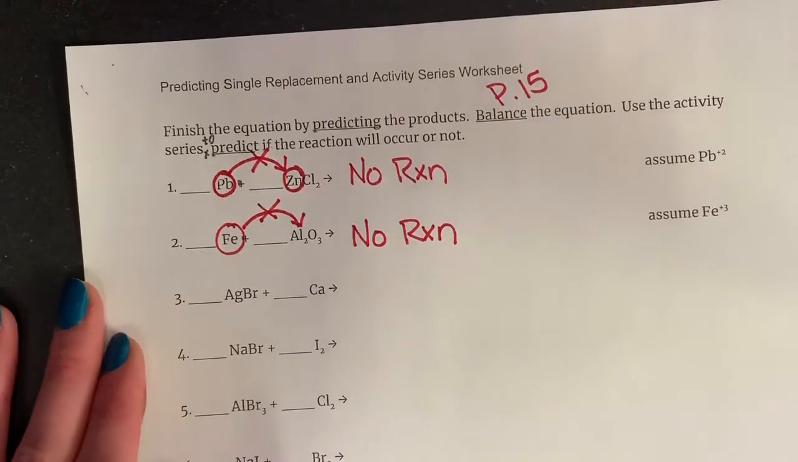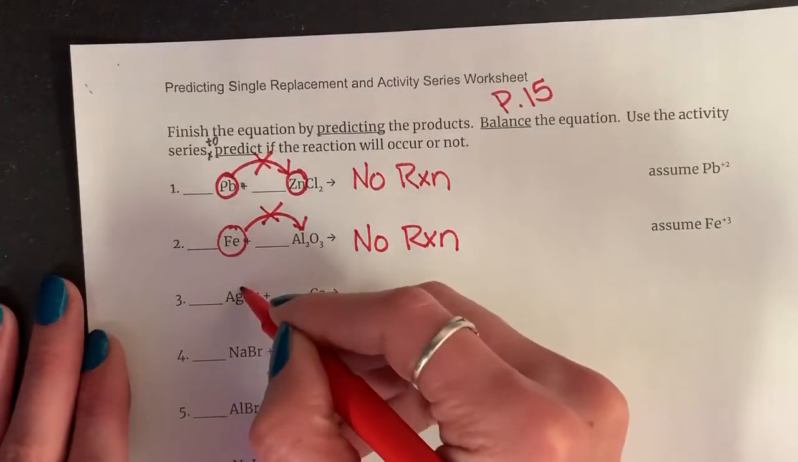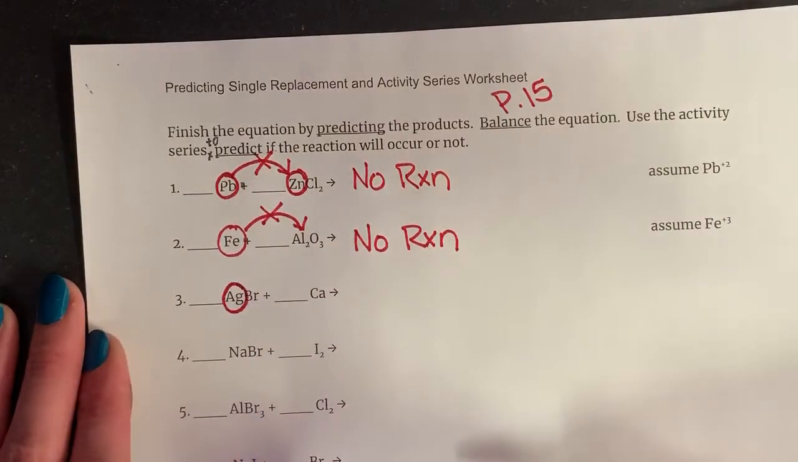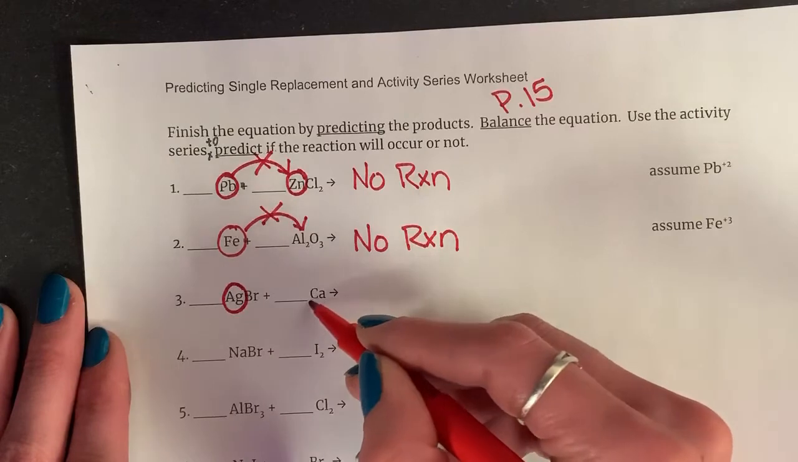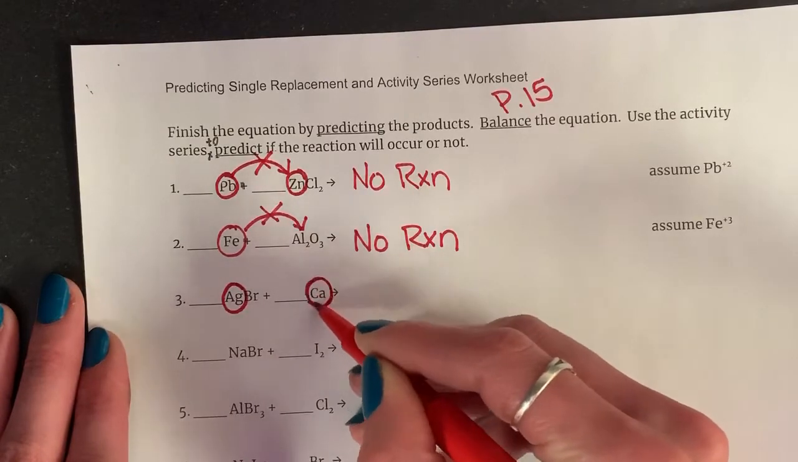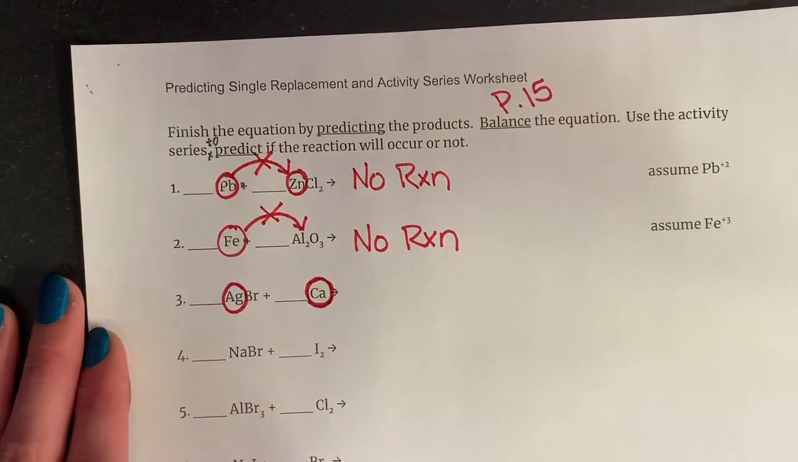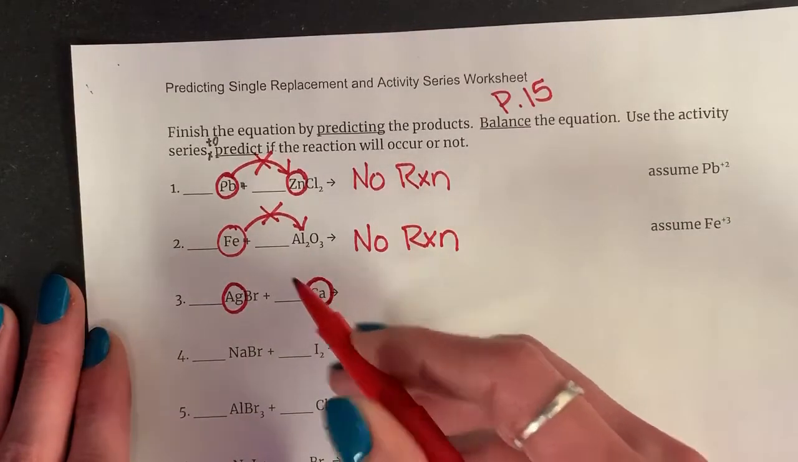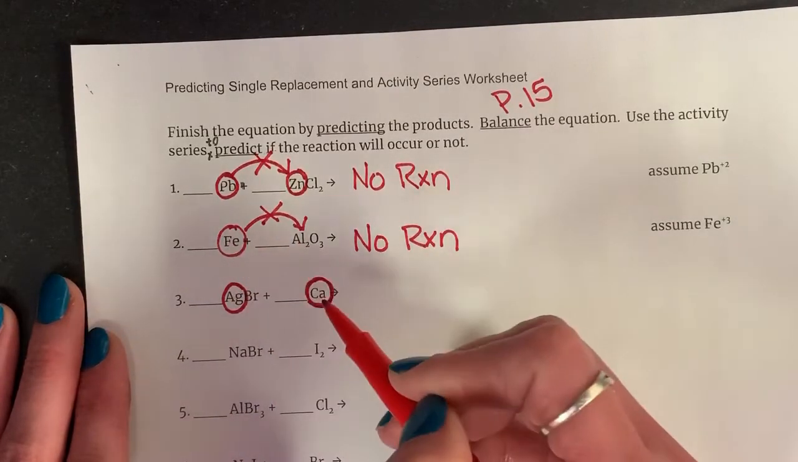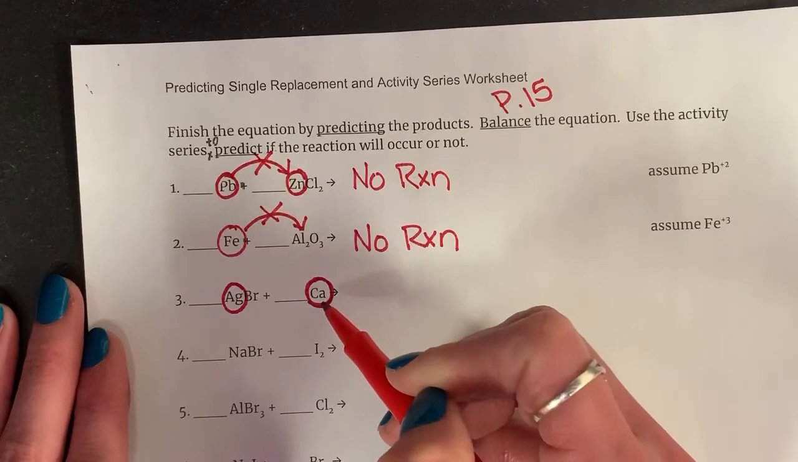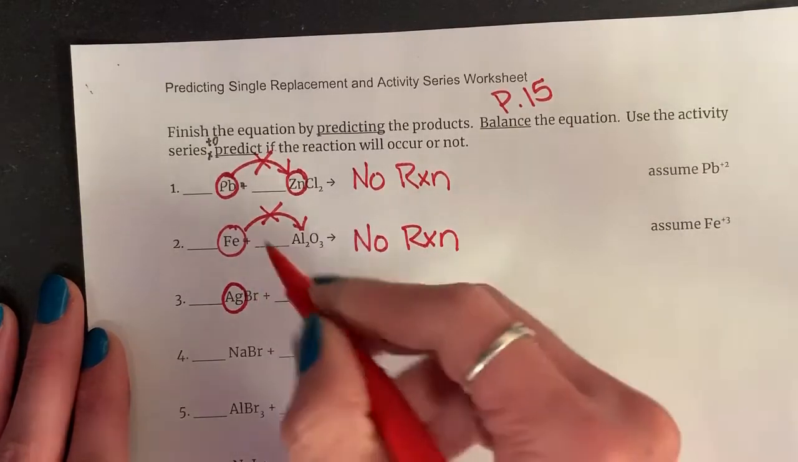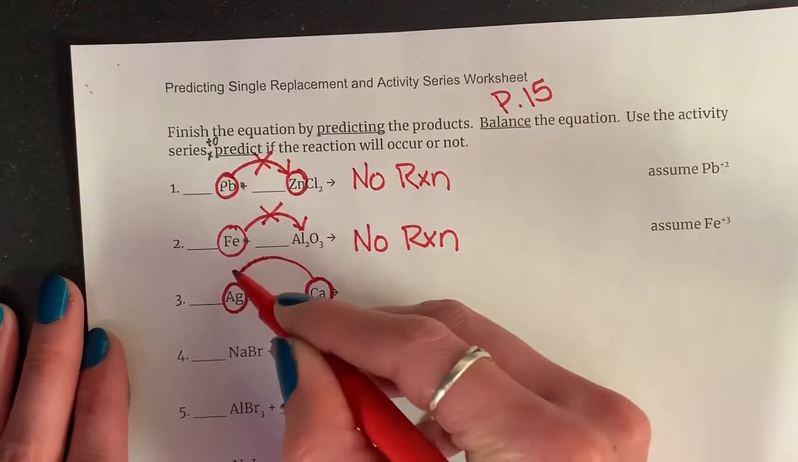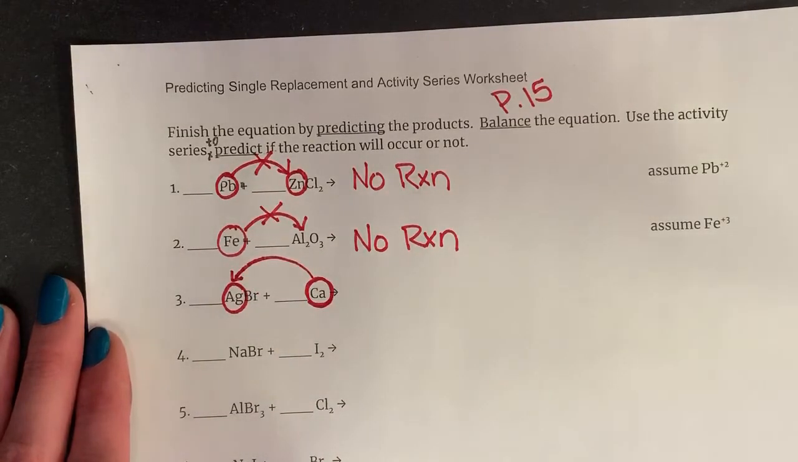Let's look at number 3. Number 3, I have Ag. Whoops, it's going to be Ag, but in this case, I've got Ca by himself. He is my element. Sometimes your element by themselves will be your first reactant. Sometimes the element by himself will be your second reactant. Because calcium is a metal, he is going to try to kick out silver.